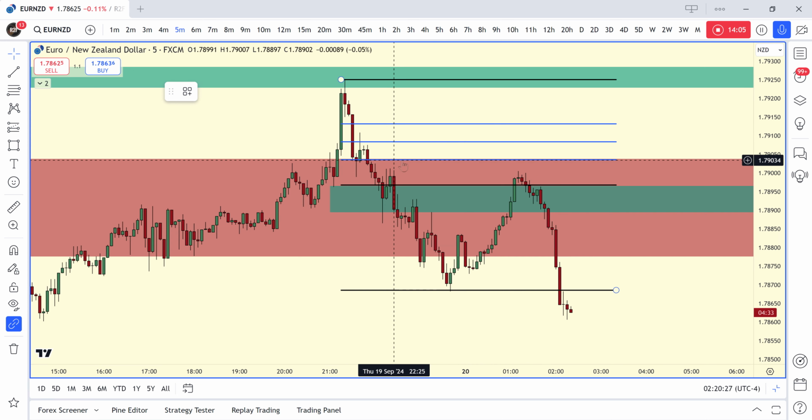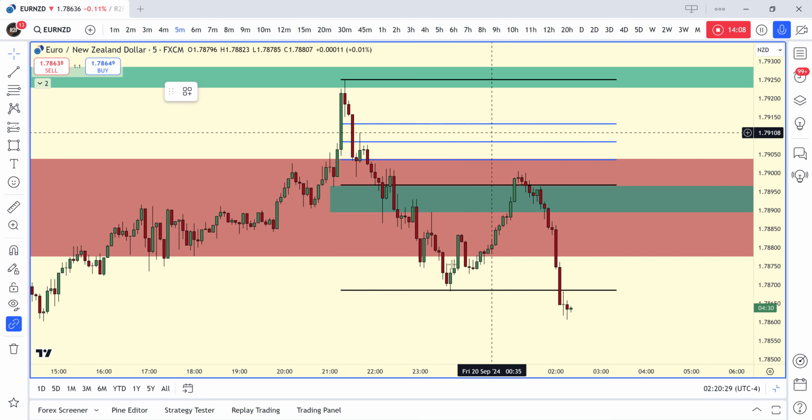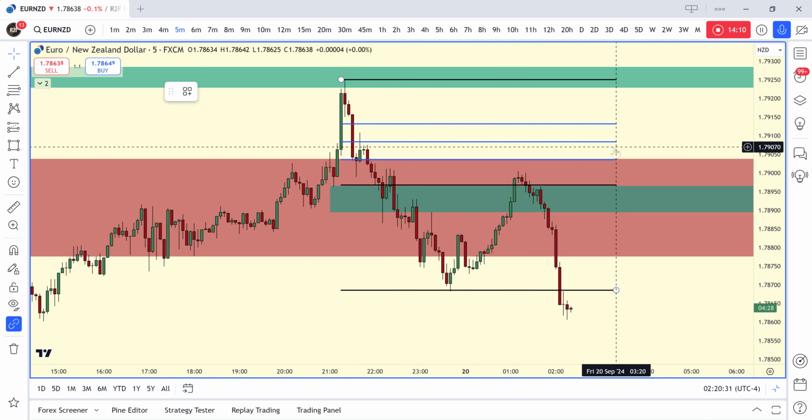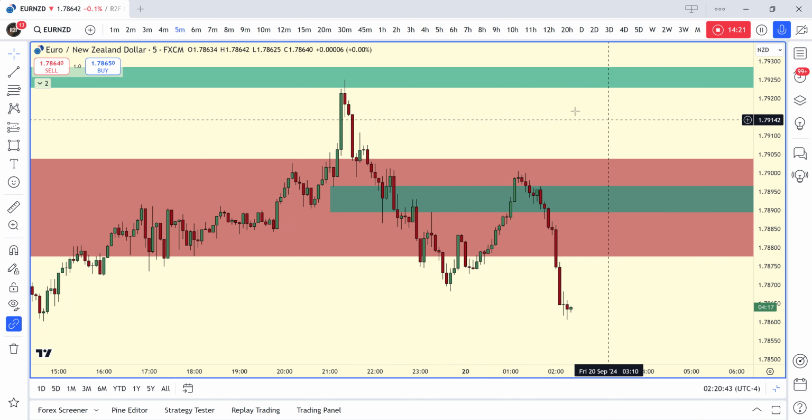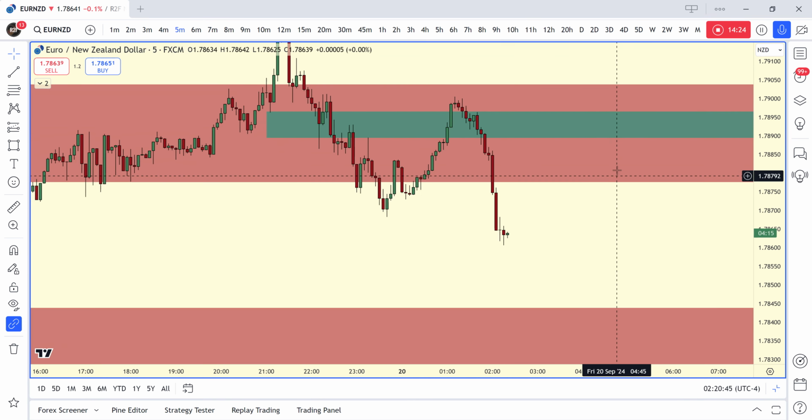So OTE is here, 62, 70.5, and 79. It comes up to equilibrium, to a premium. It's good. Signal to sell, right? Smart money does not buy at premiums and sell at discounts. So in the 1 hour, it goes down.